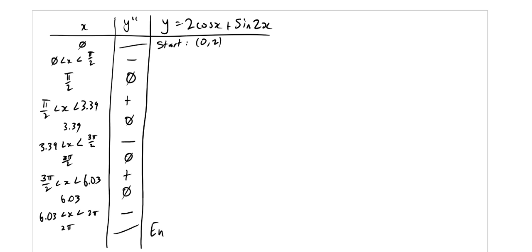Okay. The end is 2 pi comma 2. Turns out it's the same as the start, but that doesn't always happen, so be careful of that. There's lots of reasons why that might not happen. This is concave down. This is concave up, concave down, concave up, concave down. Remember the picture we looked at where there were so many changes, so many points of inflection? Same thing's happening here. So this is a point of inflection, point of inflection.